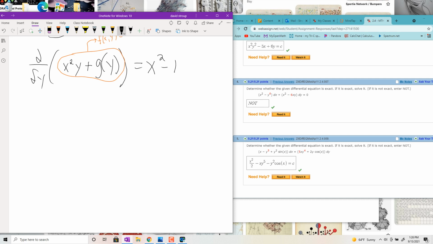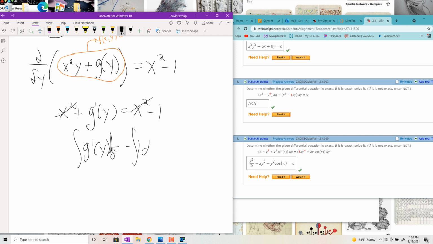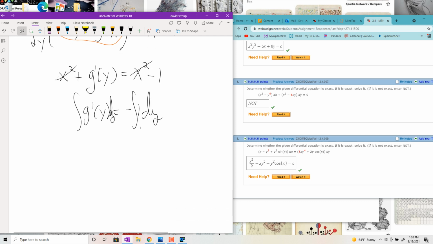Okay, so let's do the partial of that. The partial with respect to y is going to be x squared plus g prime of y. On the other side, I have x squared minus 1. The x squares will cancel, and you just have g prime of y equals -1. And then you just take the integral on both sides with respect to y. And that should allow you to solve for this unknown function, g of y.